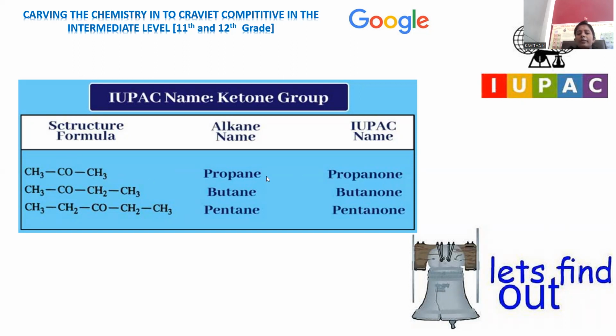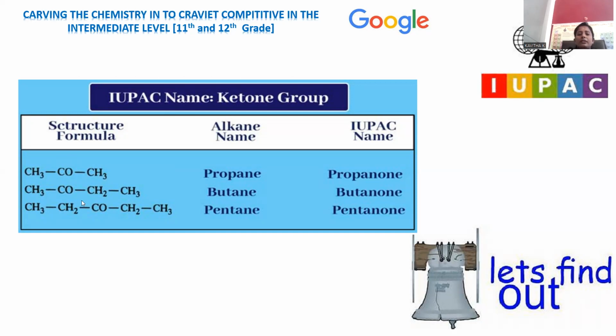I need not mention the position of this C double bond O group, where it is located, because in ketones the minimum carbon chain is 3 only. Less than 3 carbons, we can't construct ketones. It is the simplest ketone. Generally we can say acetone. This is called acetone solvent, regarded as an organic solvent. But as per IUPAC, it is regarded as propanone.